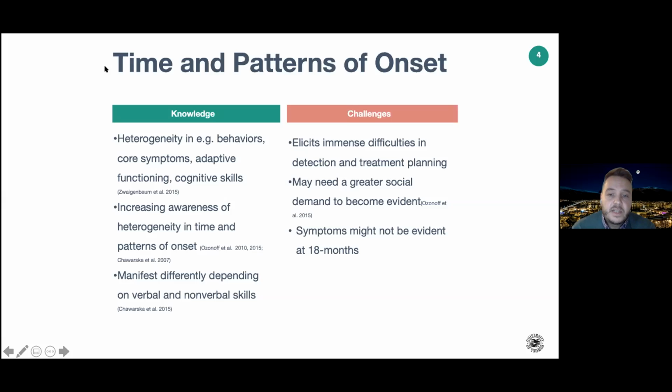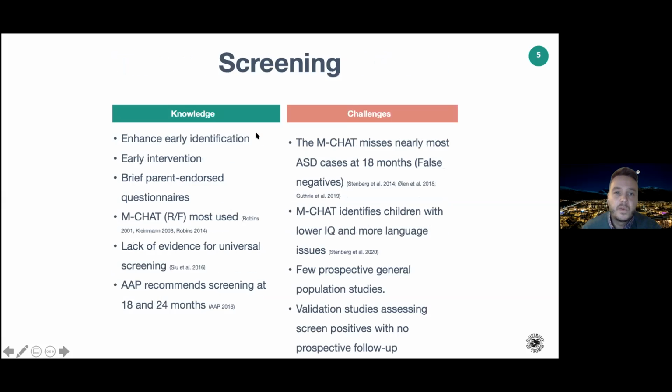And the challenge is also that the symptoms might not even be evident at 18 months of age. So the American Academy of Pediatrics suggests screening at 18 and 24 months, but for some, the symptoms might not even be evident at these two time points. So these are just challenges related to the time and patterns of onset.